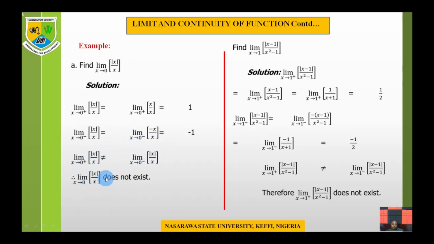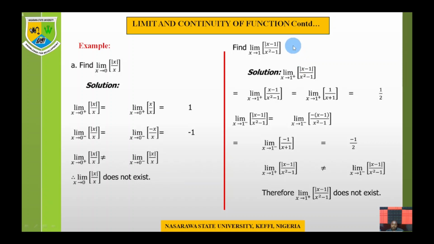And so we conclude that the limit of this function does not exist. For a limit to exist, the left hand limit and right hand limit must be equal. And for this one, the right hand limit and the left hand limit are not equal. So therefore our conclusion is that the limit does not exist, because if a limit exists for a particular function, the limit must be unique. That means it must be 1.